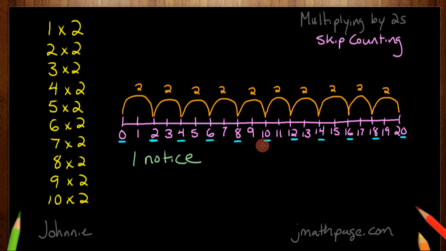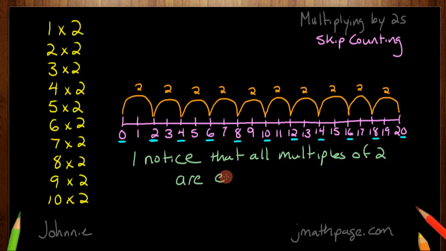So if I'm looking at this, I see that my numbers, the last digits, 0, 2, 4, 6, 8, again 0, 2, 4, 6, 8, and again 0, and I imagine the next one has to be a 2. So I notice that all multiples of 2 are even numbers.